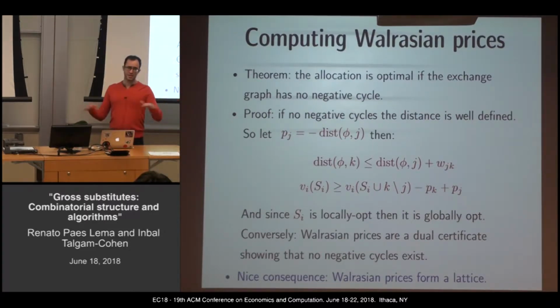Lattice means that if you have two sets of version prices, if you take the component-wise minimum, there's your version prices. If you take the component-wise maximum, there's your version prices. And that's just by the fact that potential functions form a lattice. And that's very simple to see.